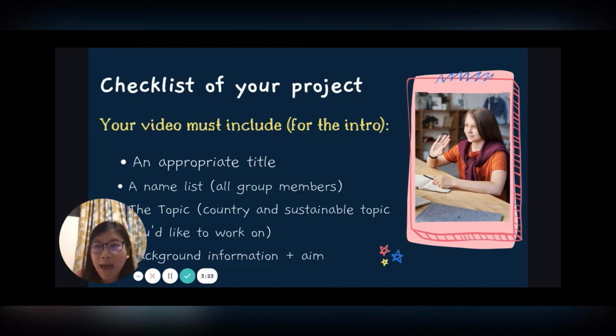Number 4, background information plus your aim. Don't just go straight towards, oh, this is the sustainable measure that I found in this country. Try to make it more objective. What is your aim? What is the problem that you want to solve? All right, so please make sure you include all of these essential information in the intro.